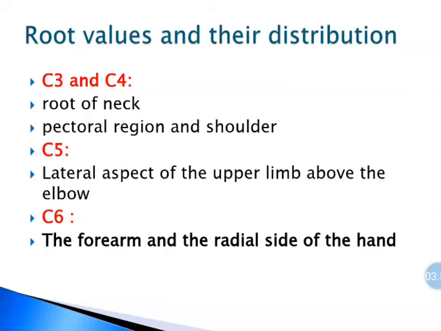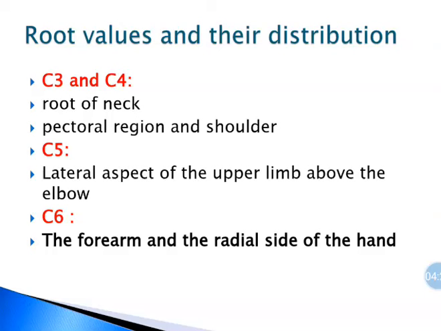C3 and C4 supply root of neck, pectoral region, that is upper chest region and the shoulder. C5 supplies lateral aspect of upper limb, that is elbow. So C5 will be supplying above elbow on the lateral aspect.